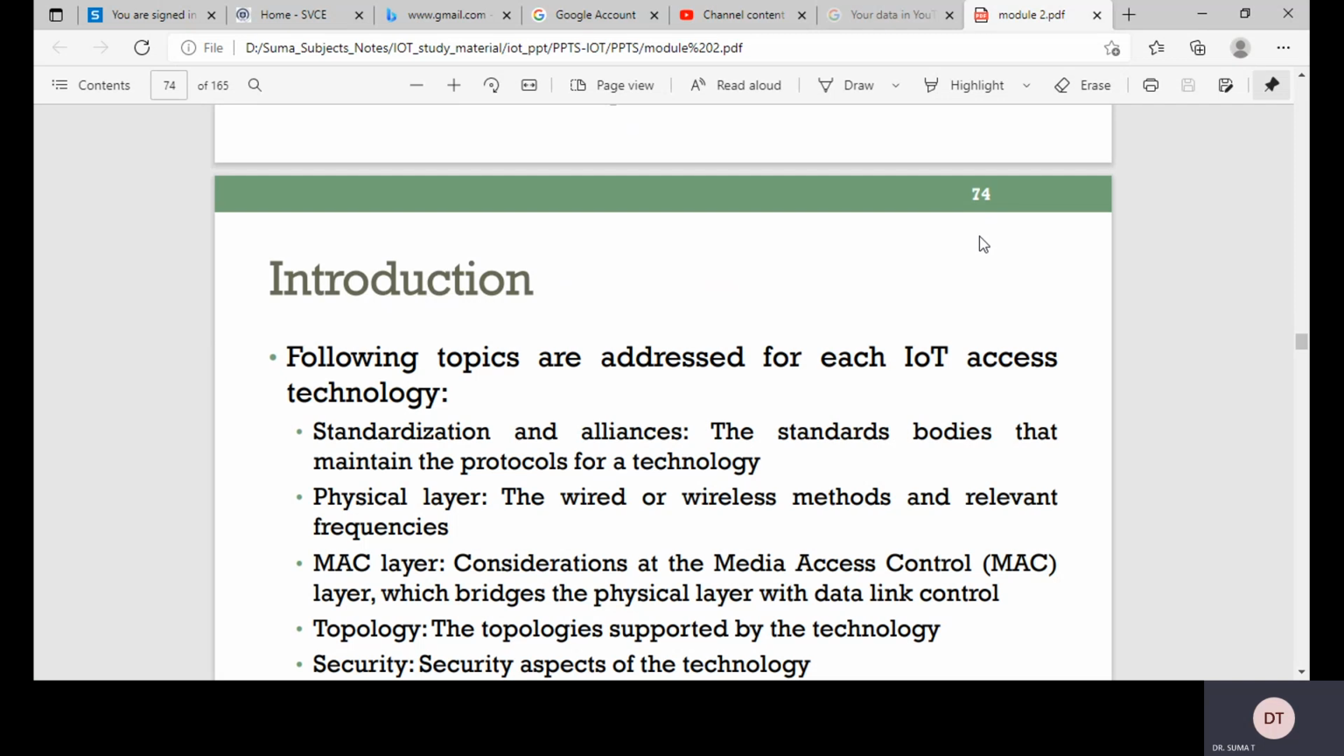So next we are going to study the IoT access technologies, that is, the different IEEE standards of these IoT standards, the different IEEE 802.15 standards.